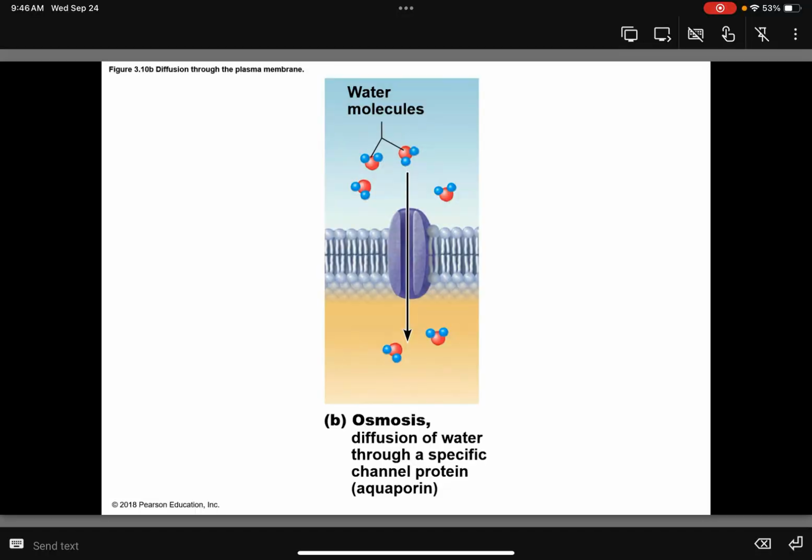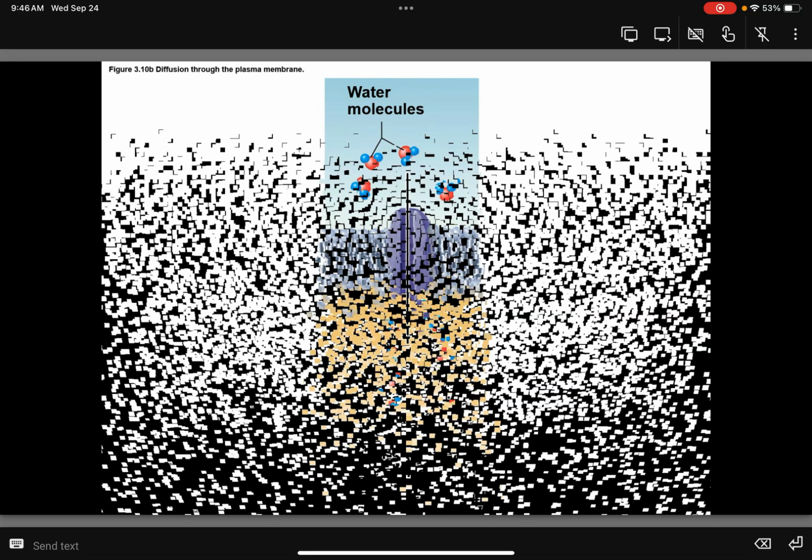So this is just showing an aquaporin, that protein that's embedded in the cellular membrane and allows for the passage of water through it.